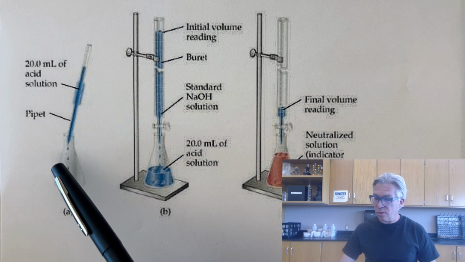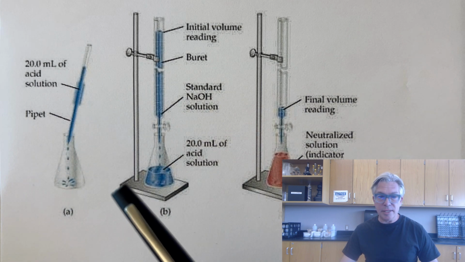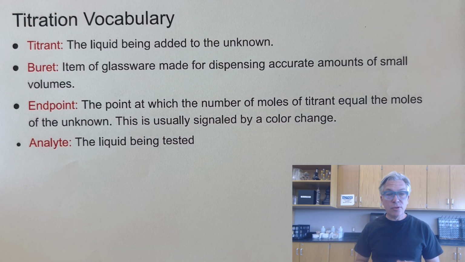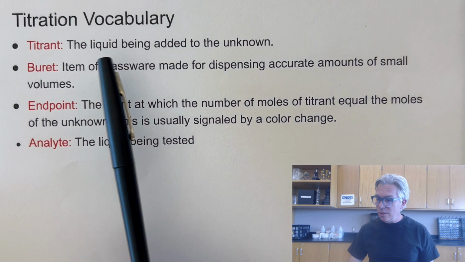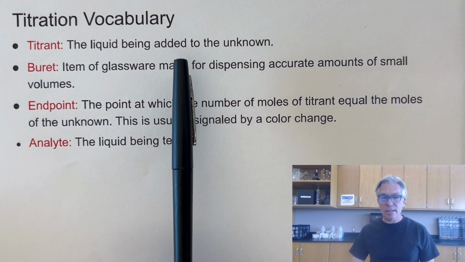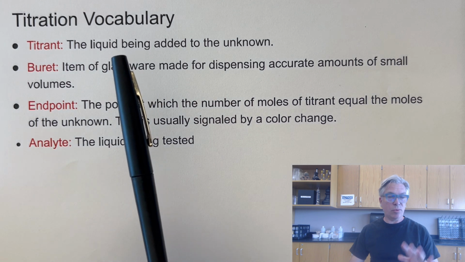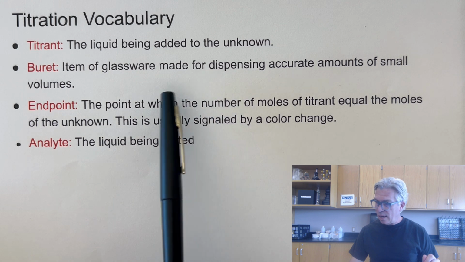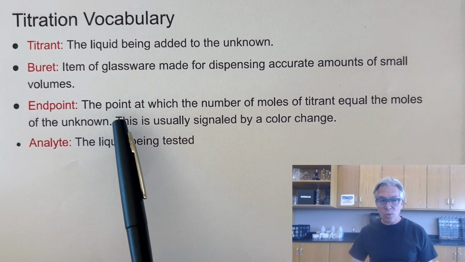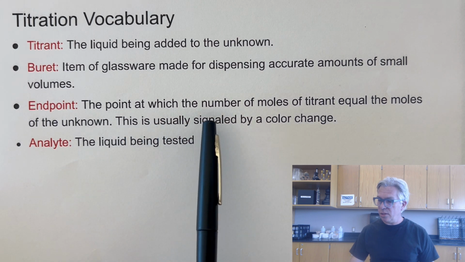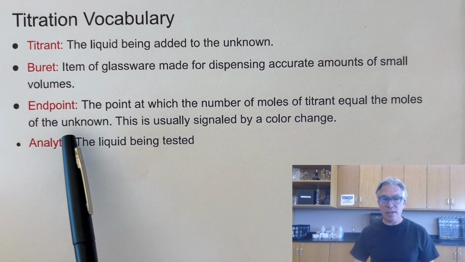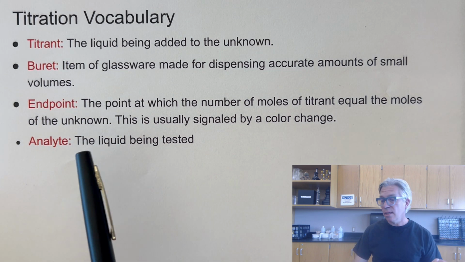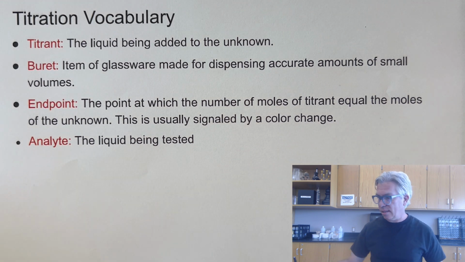We usually have some sort of way to get a known amount into our flask. Maybe it's a pipette or maybe it's weighing out something. So let's do some vocab right away so you can speak the language of titrations. Titrant is the liquid being added to the unknown. That's what's in the burette. We call that the titrant, whatever it happens to be. The burette, of course, is the item of glassware that's made for dispensing those accurate amounts. The endpoint, or the equivalence point, you can call it either one, is the point at which the number of moles of titrant equals the moles of the unknown. And the unknown is something that we would call the analyte, whether it's a solid or a liquid. That's the thing that's down there being tested.